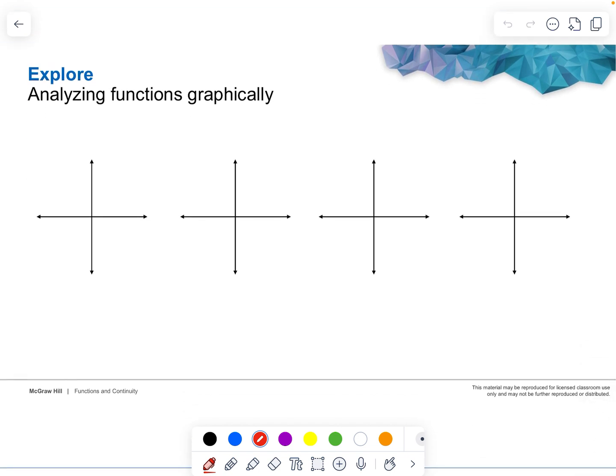We are going to look at several functions and determine whether they are a function, whether they are one-to-one, and whether they are onto. Our first graph, would you say that is a function? Well, we know it's a function if it passes the vertical line test. So if I draw vertical lines, do I ever touch it in more than one place? And the answer is no, so that means that yes, this is a function.